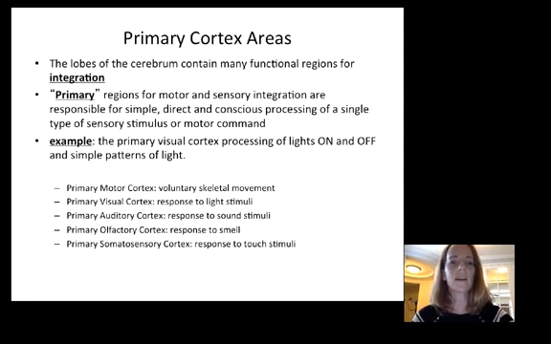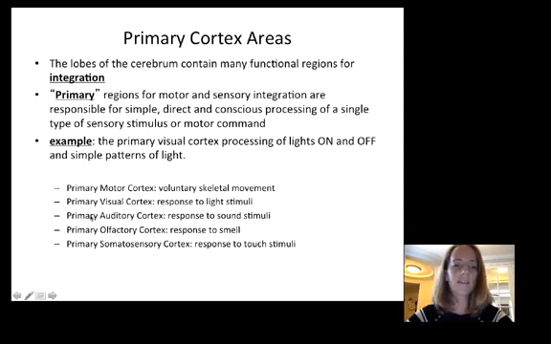So for example, you will see within the occipital lobe, there's an area called the primary visual cortex. The primary visual cortex takes in vision information from the eyes and has simple processing of light on and off. Is there light or is there no light? And simple patterns of light entering the eyes. The primary visual cortex is going to respond very simply to light stimuli.